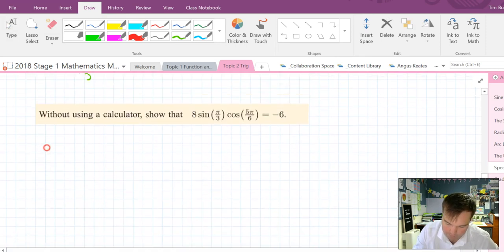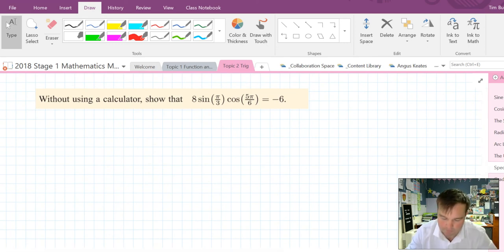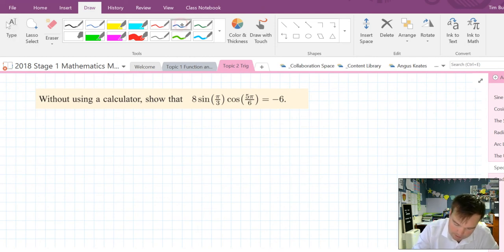Alright, second to last one. Without using a calculator, show that 8 sine pi on 3 times cos 5 pi on 6 is equal to minus 6. Alright, let's treat this in parts.